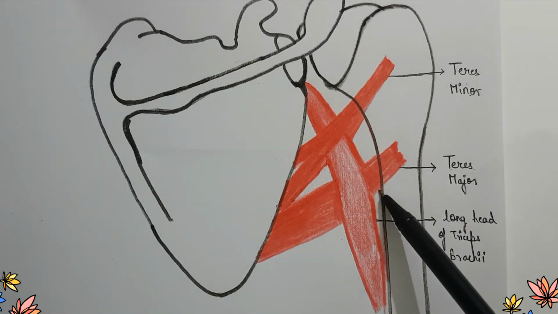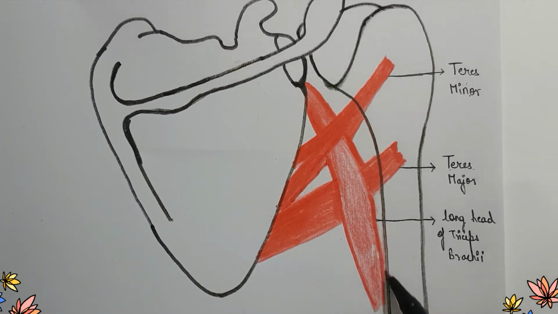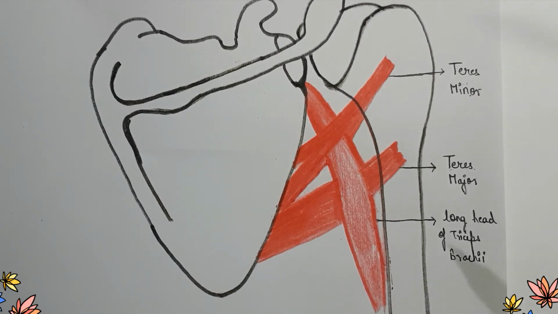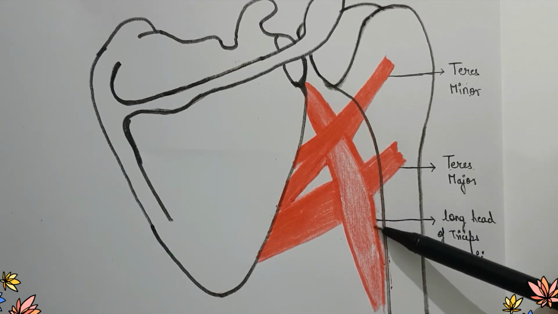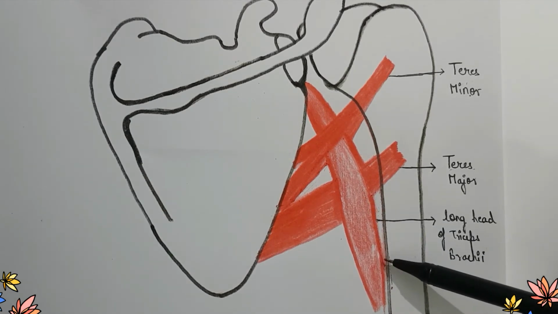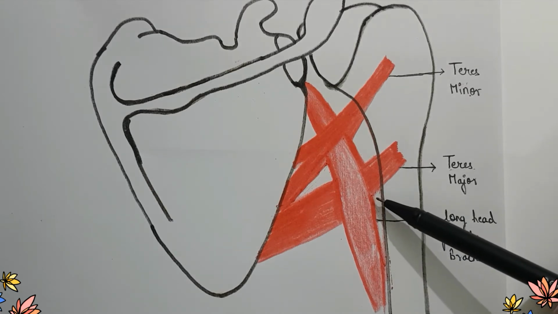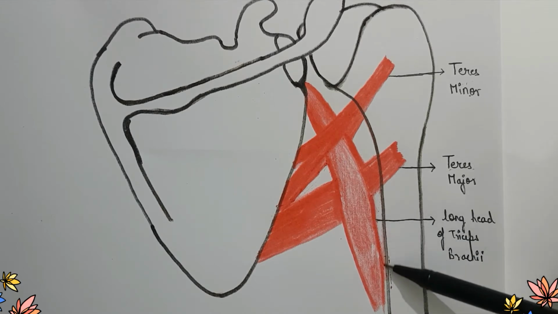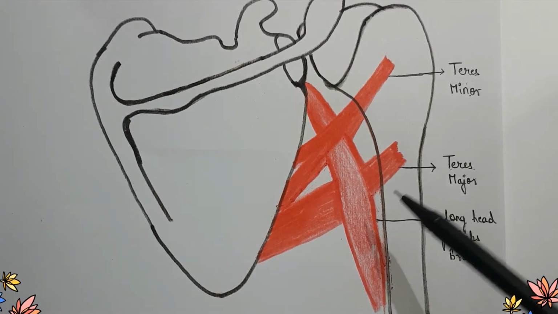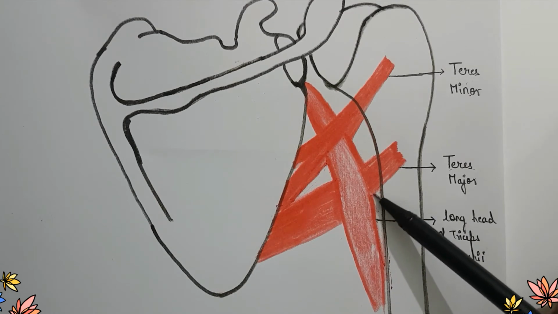Now coming to the lower triangular space, this one. This is the lower triangular space in the scapular region. The lower triangular space has a superior boundary, a lateral boundary, and a medial boundary. As you can see, the superior boundary is formed by the lower border, the lower border of the teres major muscle.